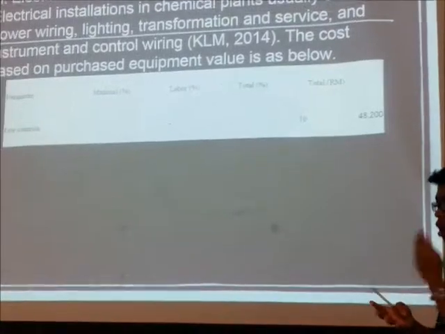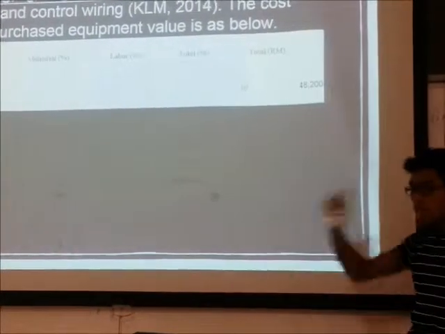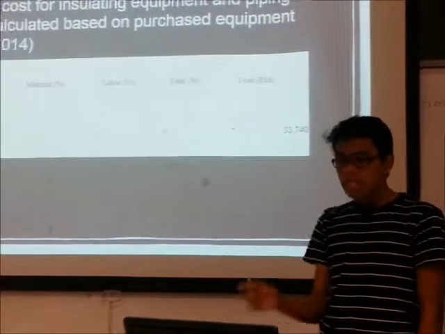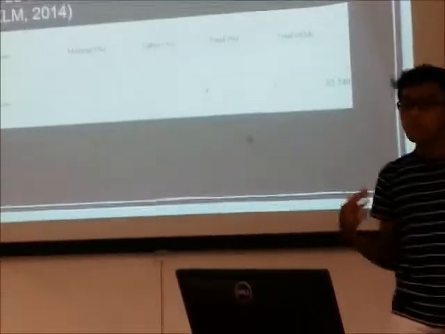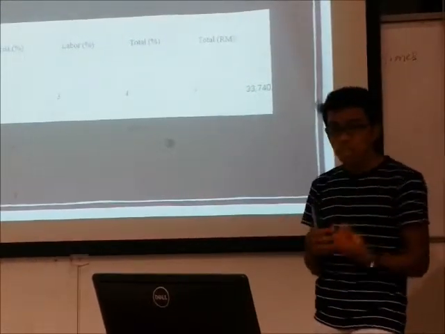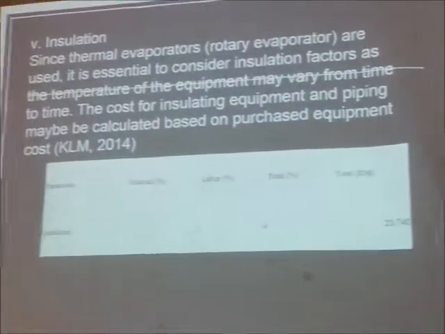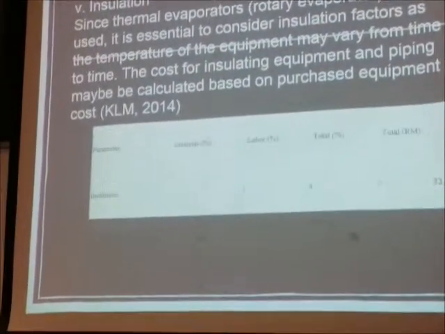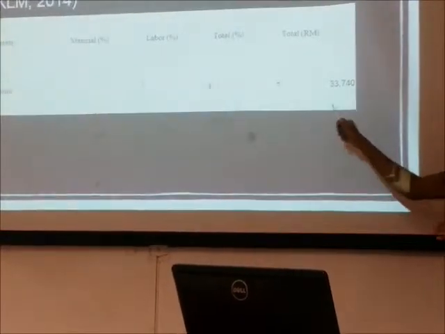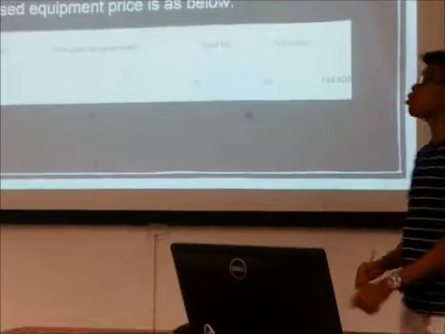Next is electrical. Okay, so around 10% of the total equipment cost, which is equal to 48,200. Next is insulation. Since thermal evaporators, which are the rotary evaporators, are used, it is essential to consider insulation factors as the temperature of the equipment may vary from time to time. So the cost would be around 33,740 for insulation purpose.